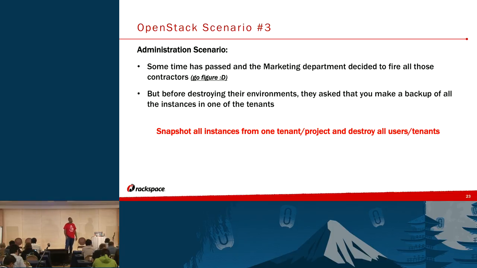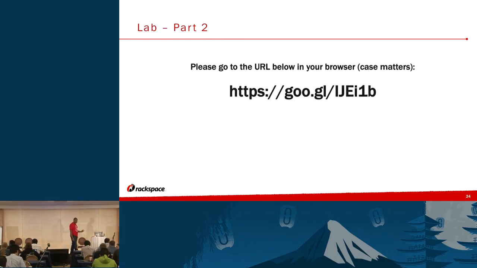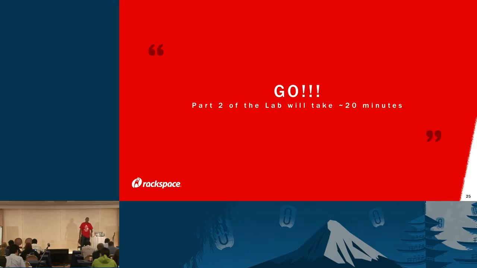So the next scenario was that we're going to execute a playbook that would delete all the tenants, delete all the users, take snapshots of just one of the tenants' instances, store those off, and then get rid of everything else, right? Again, update one variable file, execute one playbook command, and all that work would be done for you. So those are just examples of how you can use Ansible to make your life as a cloud operator a lot easier. We can't do the lab. You can't go. Sorry.